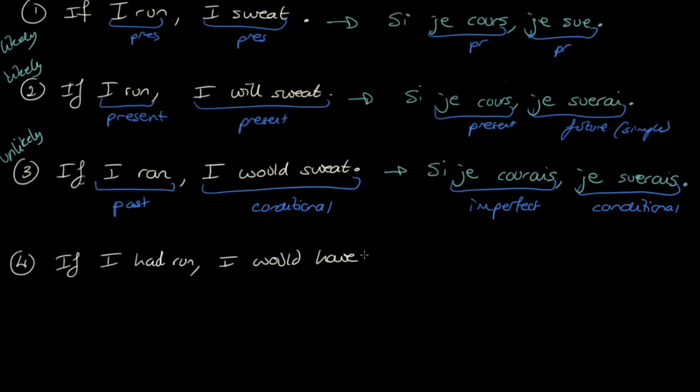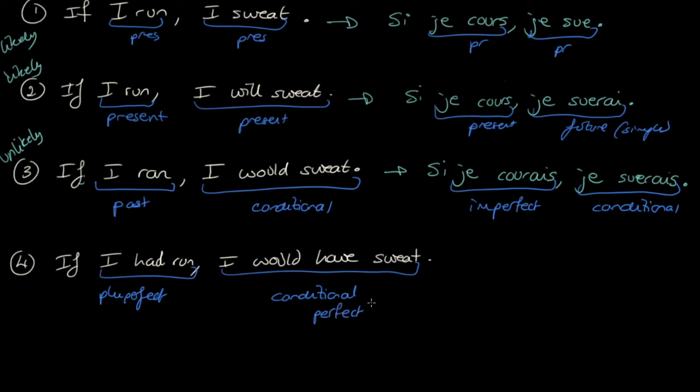And my final one then, my impossible one, if I had run, I would have sweated. Sweat? What do you say in English? I would have sweated. Anyway, you know what I mean. Unfortunately, I'm teaching you French, not English. If I had run, okay. So pluperfect followed by I would have sweated. Conditional perfect. I'm going to finish this tutorial and go find out whether I should have been saying sweat or sweated because it's going to annoy me.